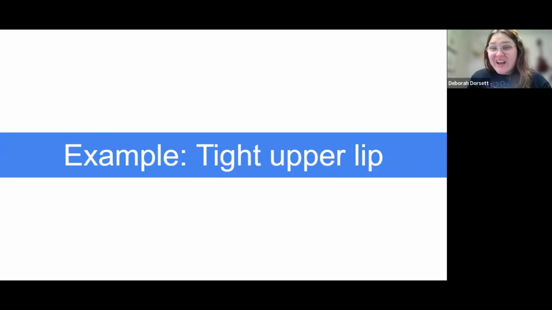And then if you saw that they had difficulty with lip seal, who would then work with that family to teach the family techniques such as, here, touch the cheek corners to help that child bring the lips forward.